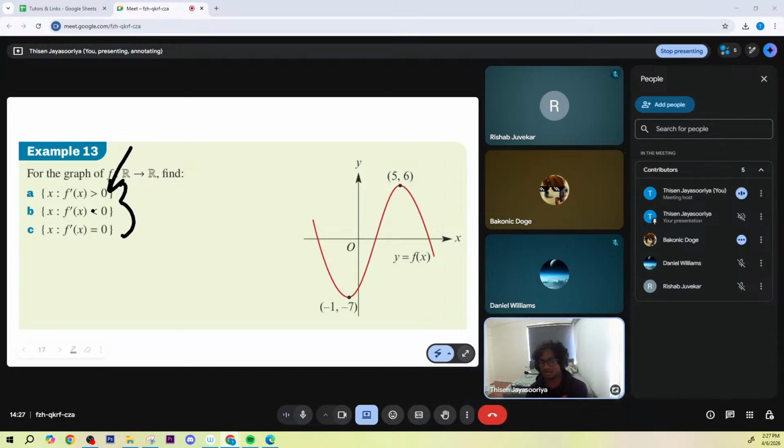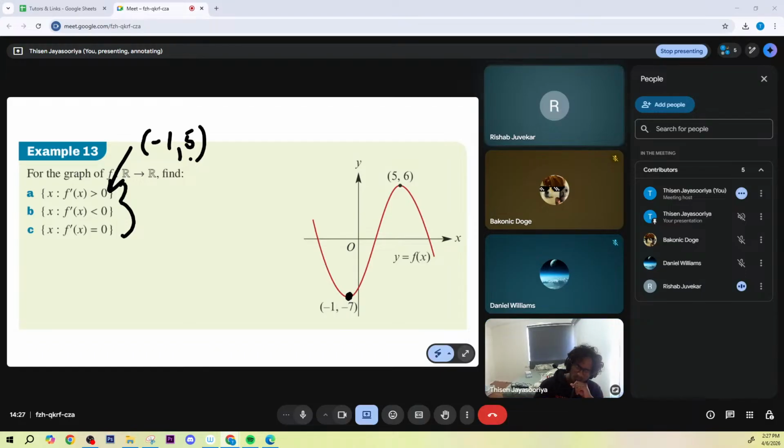But here, it's talking about what are the x values such that f dash of x is greater than zero? That's what this is saying. Here, the x values have to be between -1 and 5, not inclusive. Rishab, can you tell me what's not inclusive here? Is it because it says more than 0? Yeah.